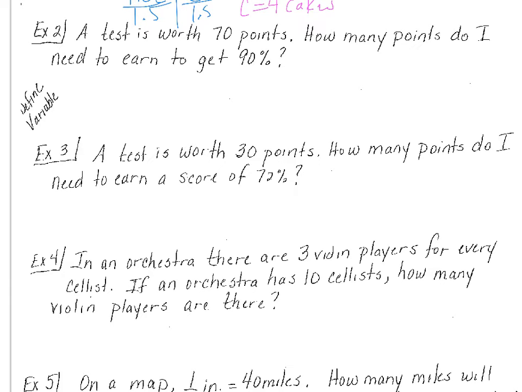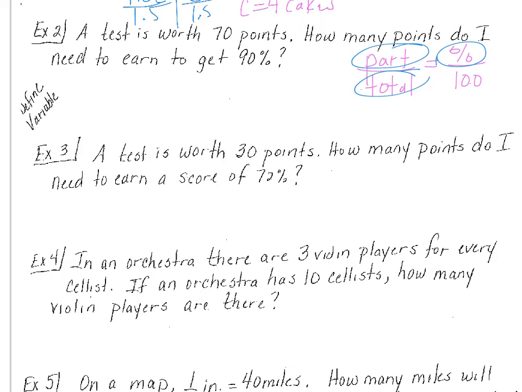The next problem says, a test is worth 70 points. How many points do I need to earn to get 90%? This is where we're going to set up another type of proportion that goes along with story problems. It's called part over the total equals percent over 100. And in this percent proportion, one of those 3 will be missing.